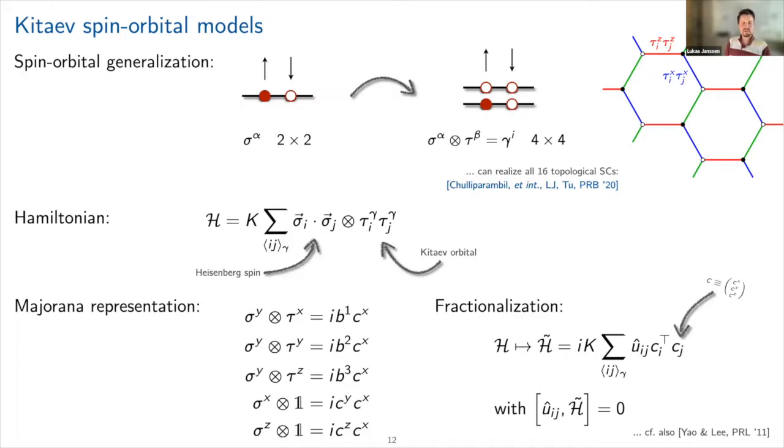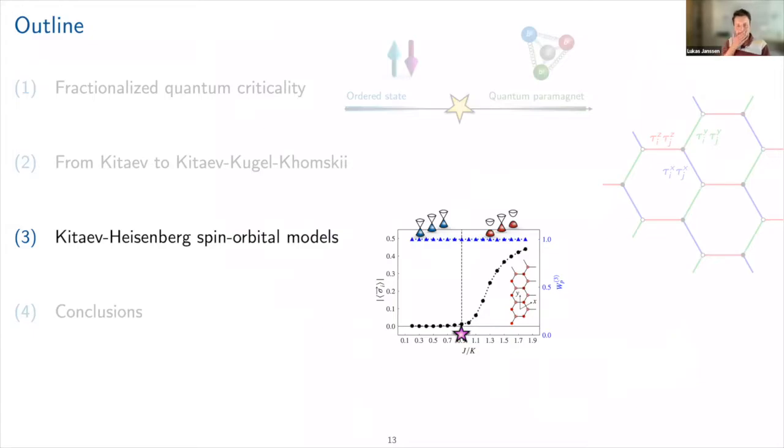Okay, now that's a generalization. How does this generalization really help? That's these Kitaev-Heisenberg spin-orbital models. So why is this crucial? Well, the point is now you have more degrees of freedom. You not only have the spin degrees of freedom, but also the orbital degrees of freedom. And that gives you more freedom to play with. You can add other terms, and these other terms indeed still keep the gauge field static. And that's a crucial improvement over the original spin-1/2 Kitaev-Heisenberg models.